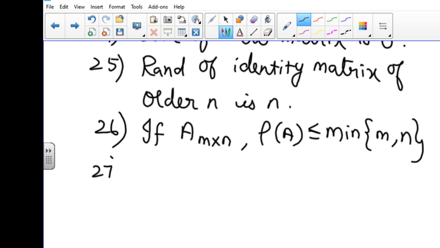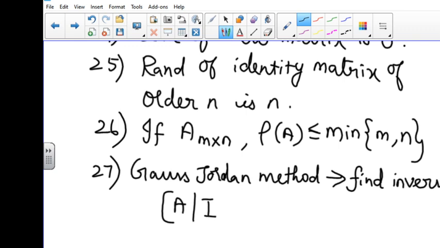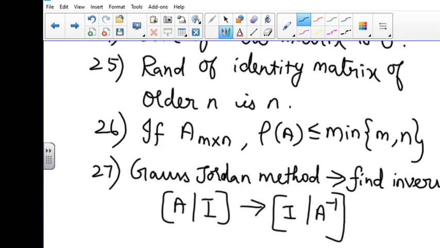Next, Gauss-Jordan method. It helps to find the inverse. You have to start the matrix with A I and bring the matrix to the form I A inverse. So you can find the inverse by using the Gauss-Jordan method in this case.